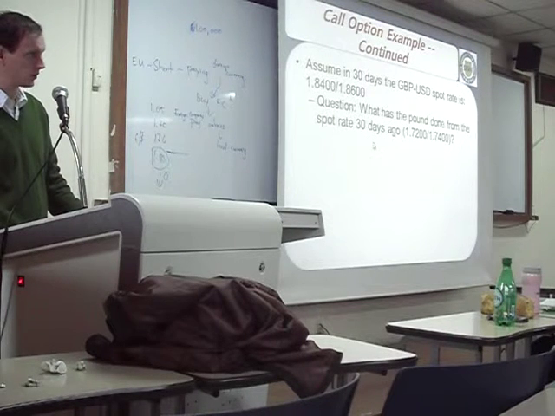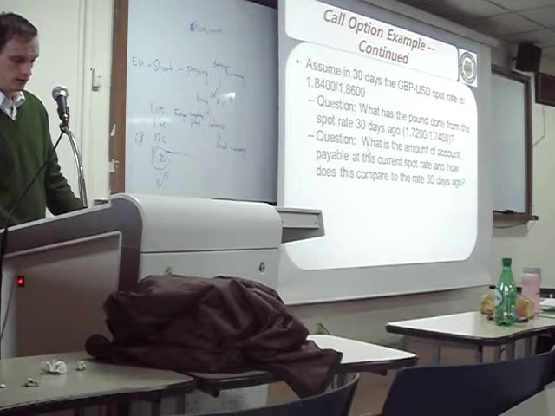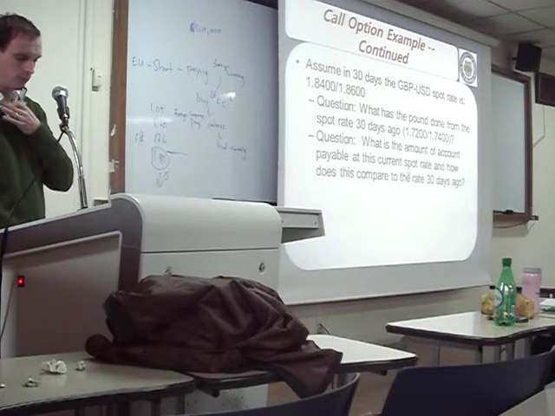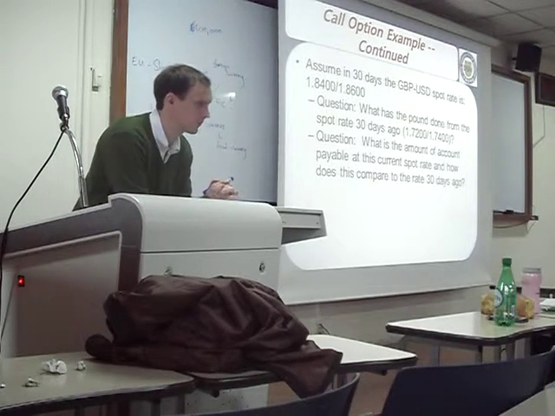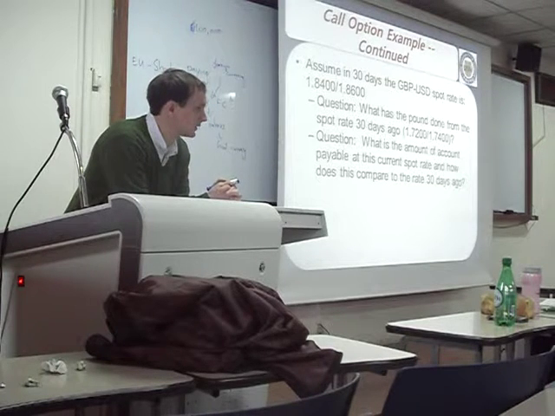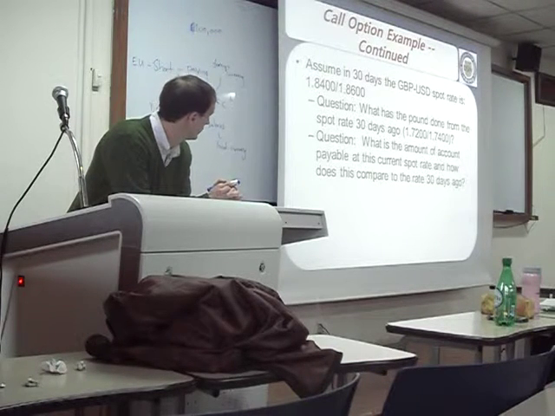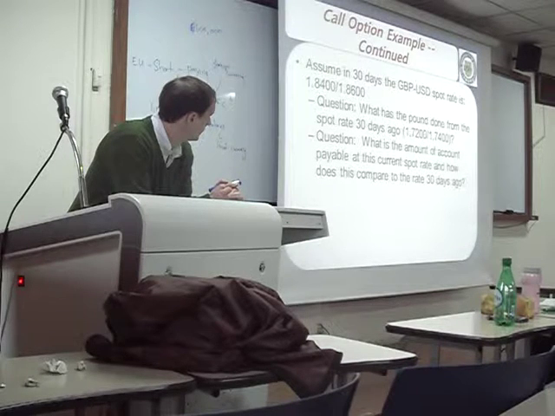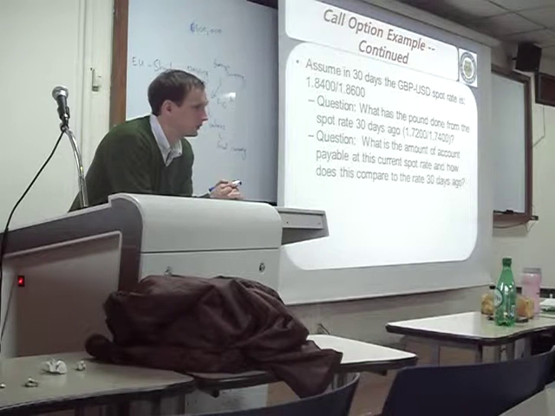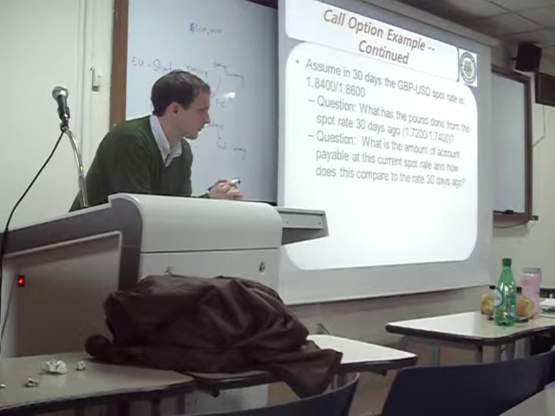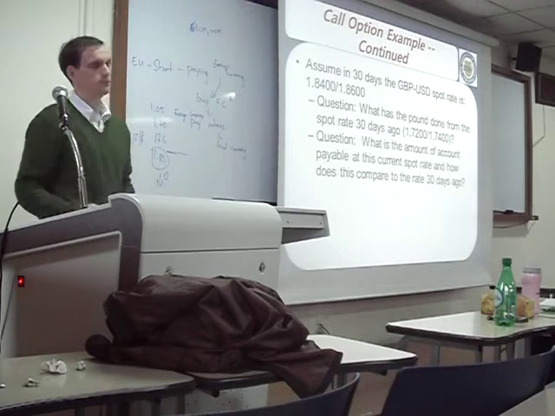Then, is that good news for us or bad news for us? Bad news, right? So what is the amount of account payable at this spot rate and how does it compare to the one 30 days ago? So what's the difference? It's bad news. How much is the difference? 174 and 186. What's the difference? How many more dollars do I need to pay to get the pounds? 12,000, right? 12,000 of bad news.